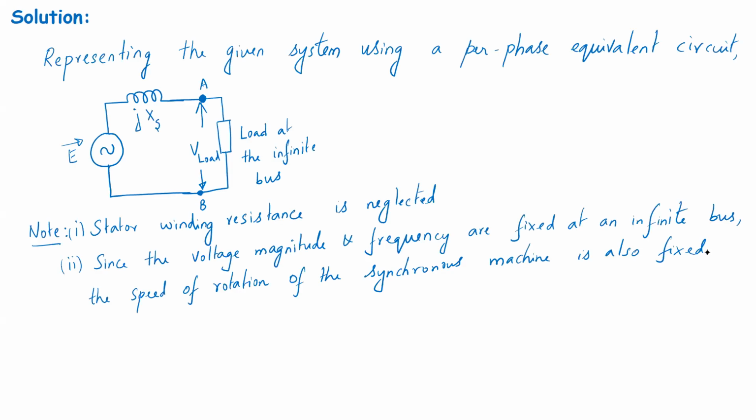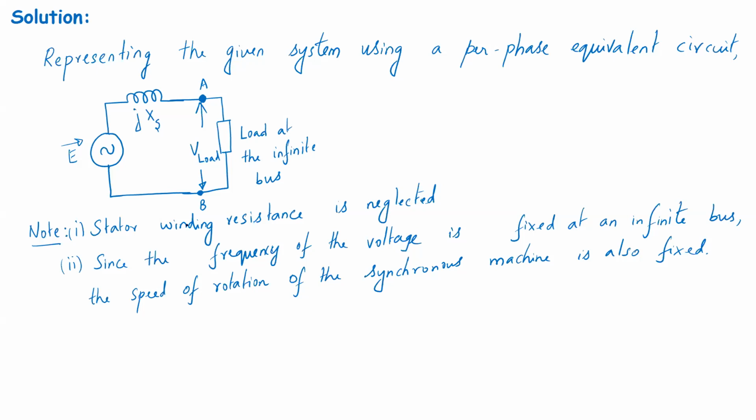Okay, so this is something I would like you to keep in mind. In fact, I don't have to write this voltage magnitude. I'm just going to focus on the frequency. That way it is clearer. Since the frequency of the voltage is fixed at an infinite bus, the speed of rotation of the synchronous machine is also fixed. It's also constant. It will never change with time. So this is an important point we need to keep in mind.